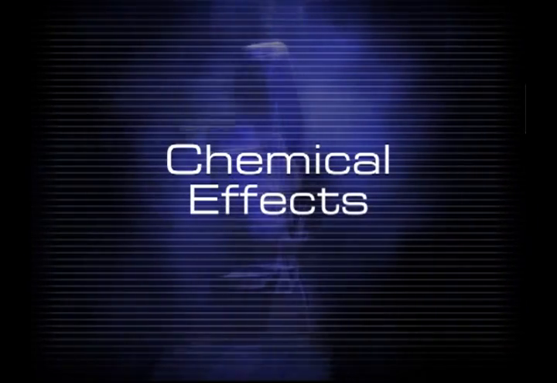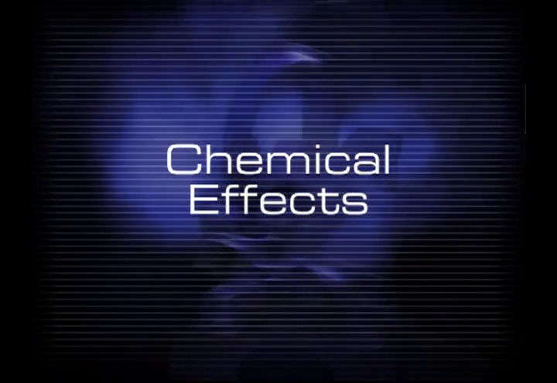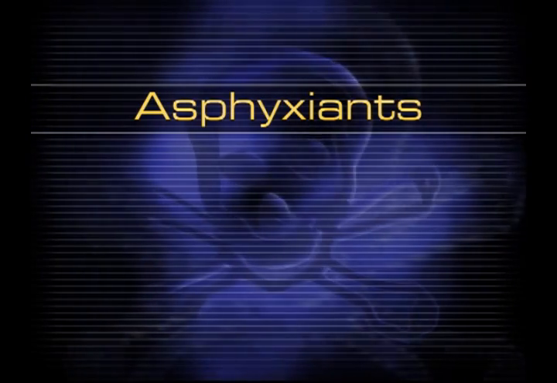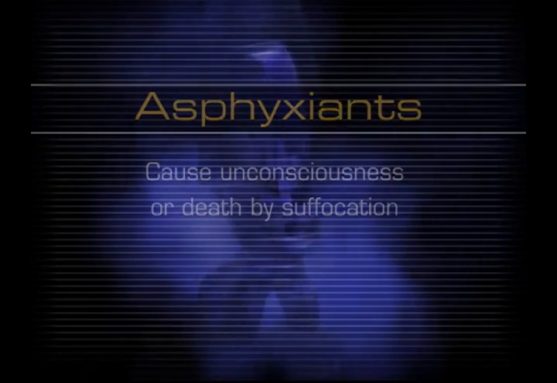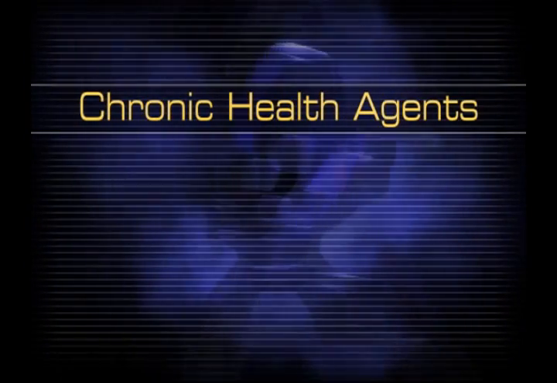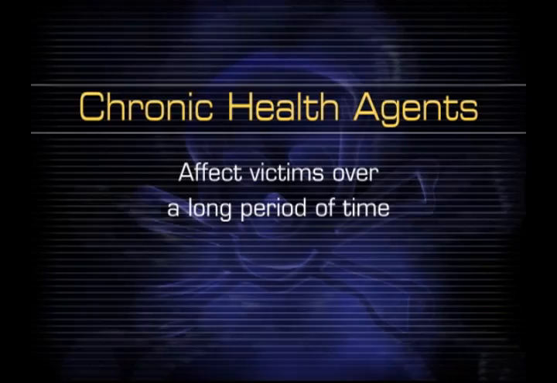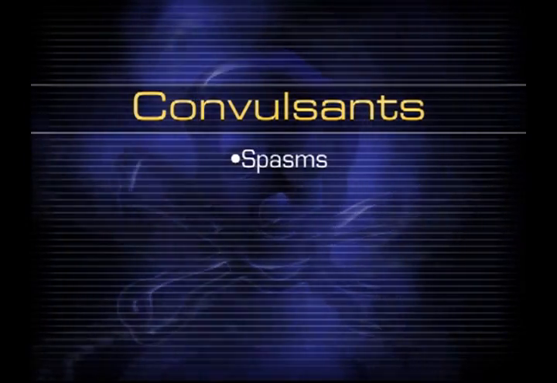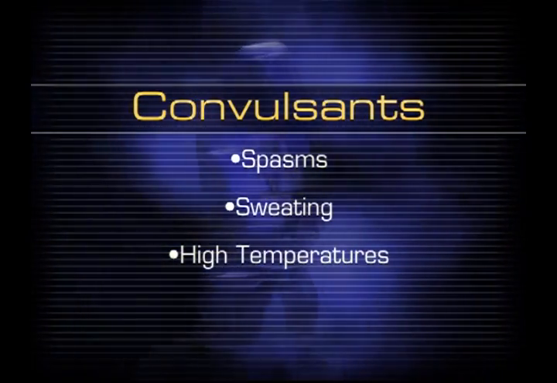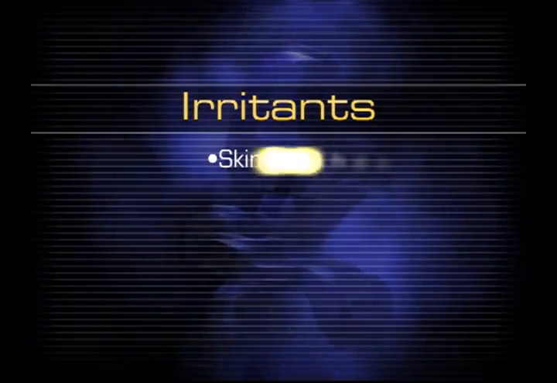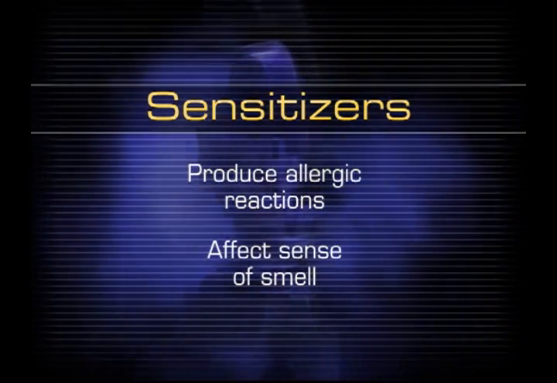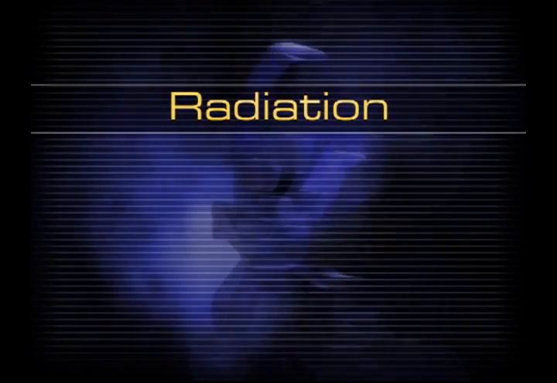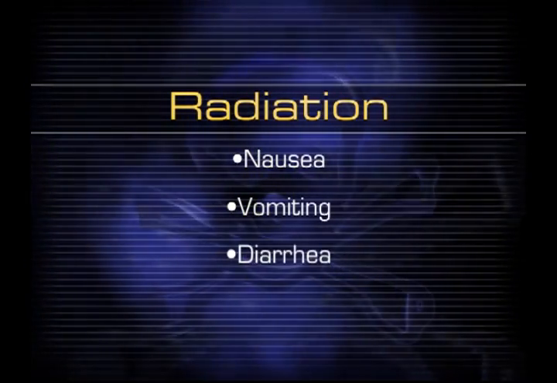Some of these chemicals are generically named by how they affect people. Asphyxiants are chemicals that can cause unconsciousness or death by suffocation. Chronic health agents affect people over a long period of time. Convulsants produce spasms, sweating, and high temperatures. Irritants produce skin rashes and irritation. Sensitizers produce allergic reactions and affect the sense of smell. And radiation can produce nausea, vomiting, and diarrhea.